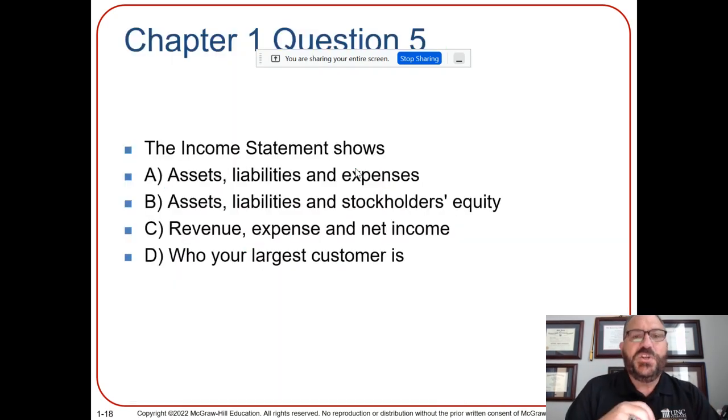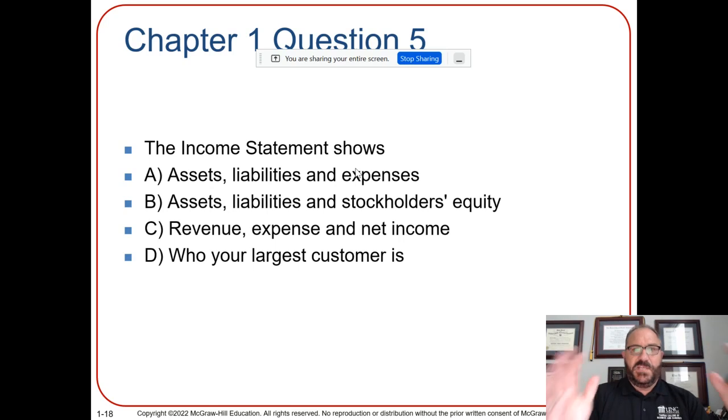All right, here's question number 5. What does the income statement show? Hopefully you know this by now. What does the income statement show? So make sure you grab your sheet of paper and answer that question because it's on your quiz.